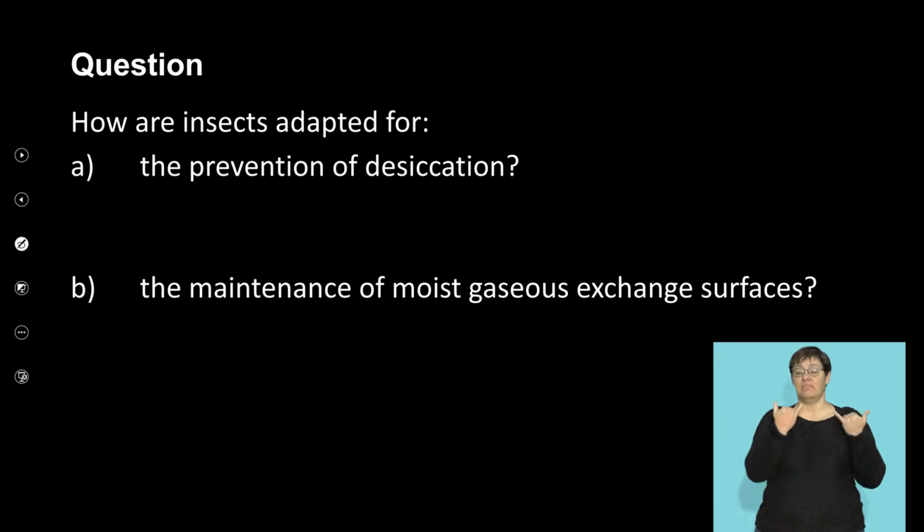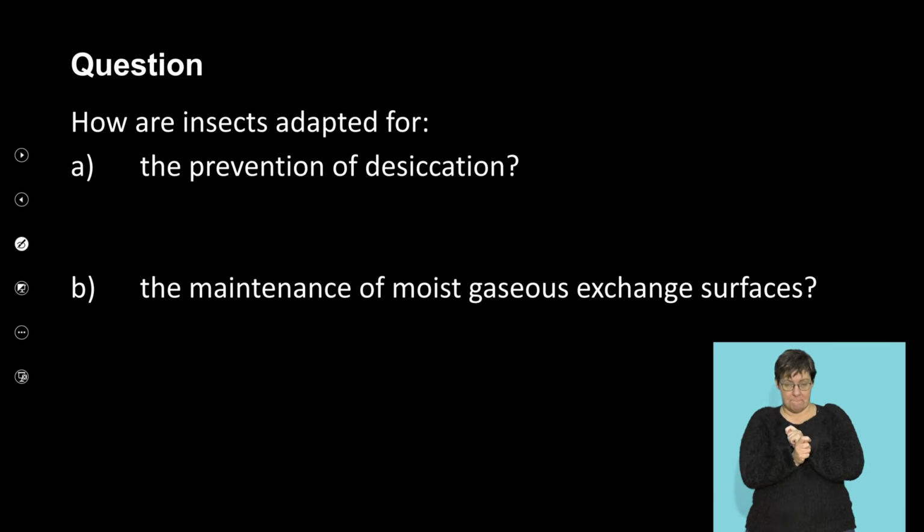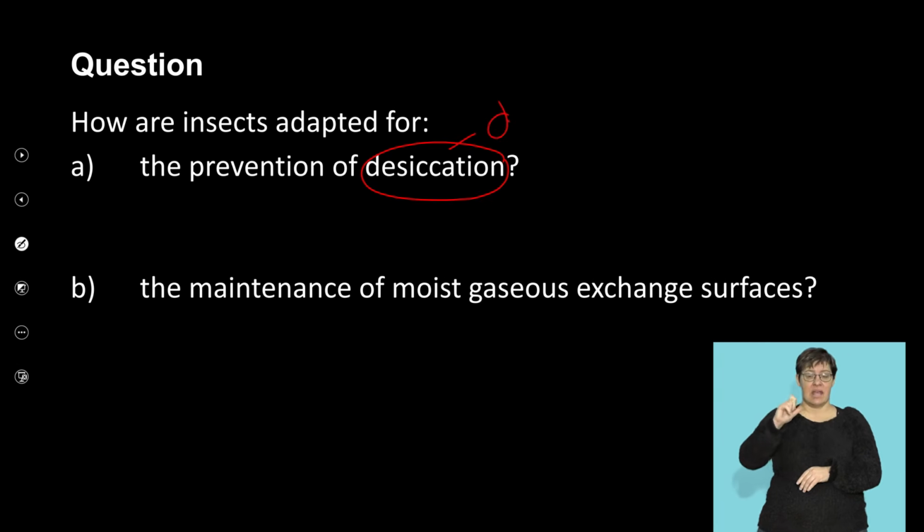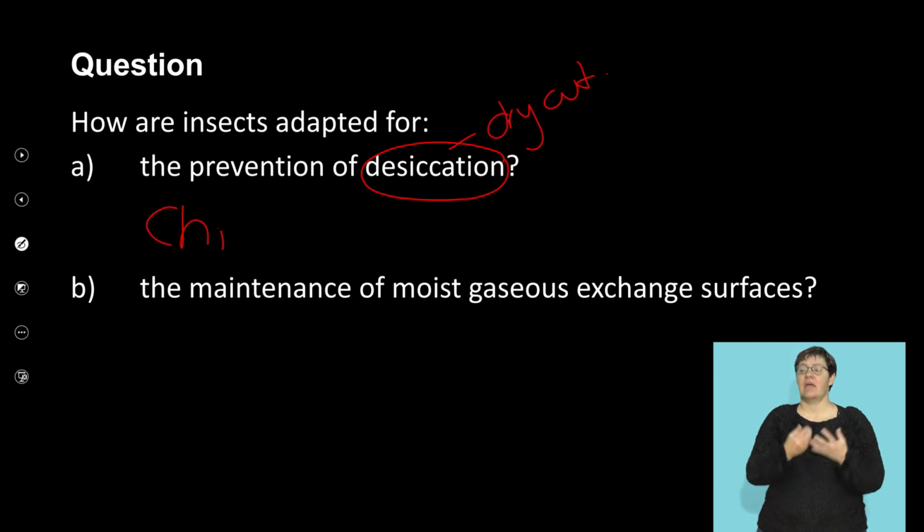Here are just simple questions that we could put out to you. The first one: how are insects adapted for the prevention of desiccation? Desiccation means to dry out. And how are insects prevented from this? They have that chitinous outer layer. And that is why they needed the whole tracheal system. They have this exoskeleton.